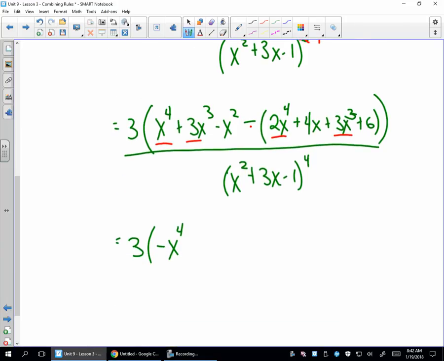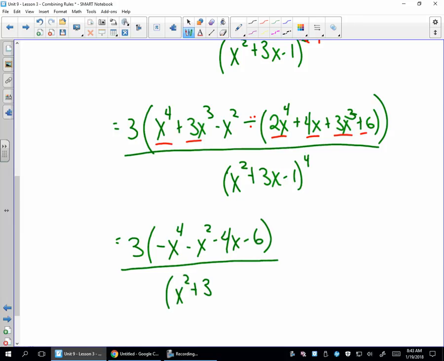Negative x squared is the only squared. I have some x's. I have minus the 4x's, and I have minus the 6. Minus 4x and minus 6. Can't really make it any simpler. We're not going to change the bottom, so we're done. There's our derivative, as simple as it gets.